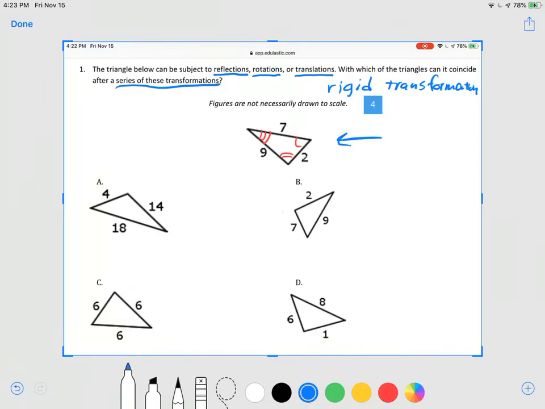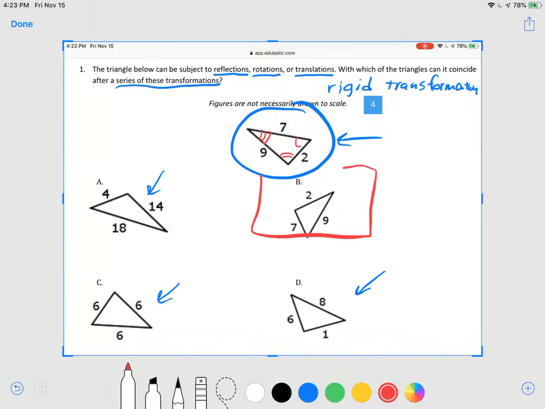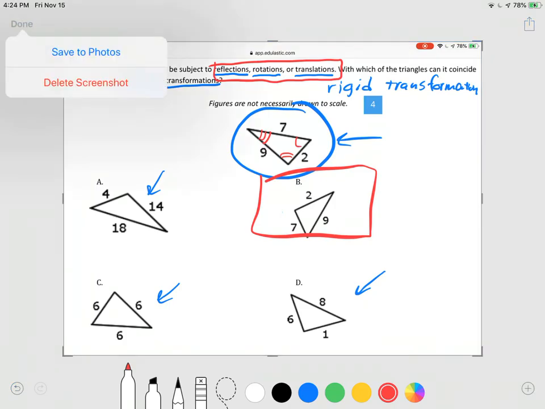So if you notice, all of these triangles, all the sides were changed from the original 7, 9, and 2. B is the only one that stayed the same. So B is the answer. Again, it's just testing you on the fact that with reflections, rotations, and translations, the distance between the points stays the same.